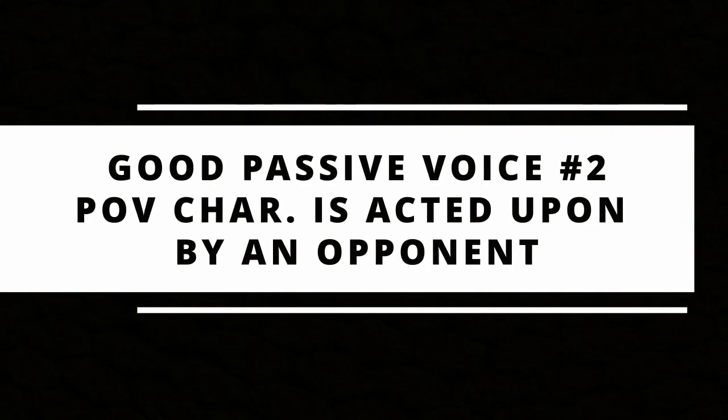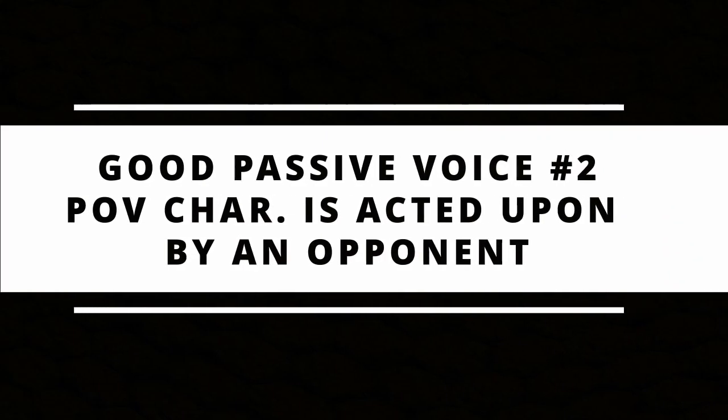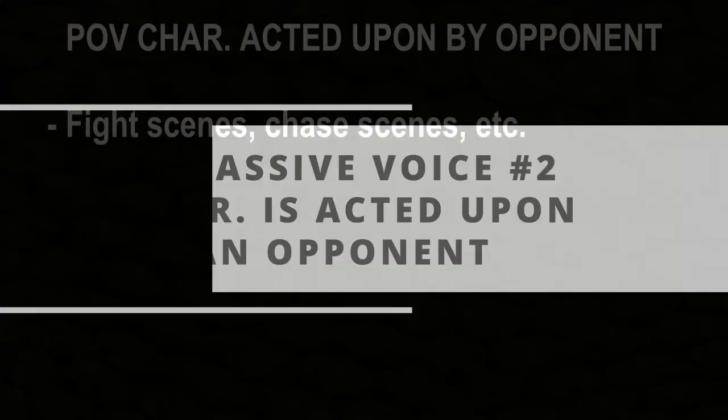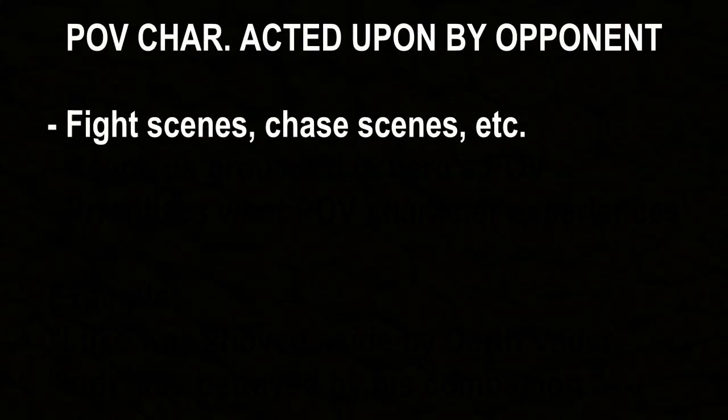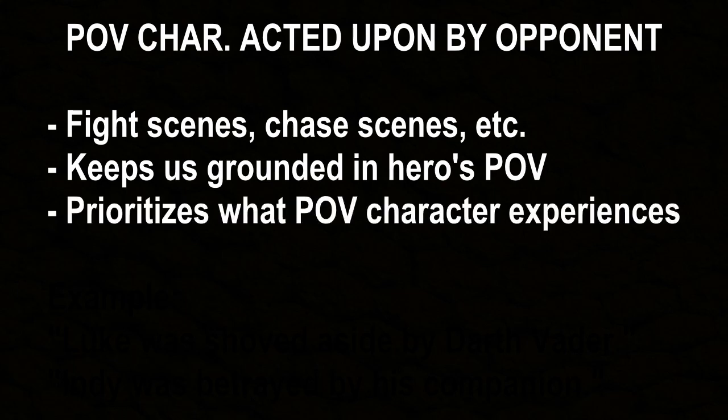Now, the second time when passive voice is acceptable is when your point of view character is being acted upon by an opponent. Sometimes you might be writing a fight scene or a pursuit scene or any other scene where you really want to keep us grounded in that point of view character, and you want to keep them as the focus of the sentences even if they are the ones being acted upon.